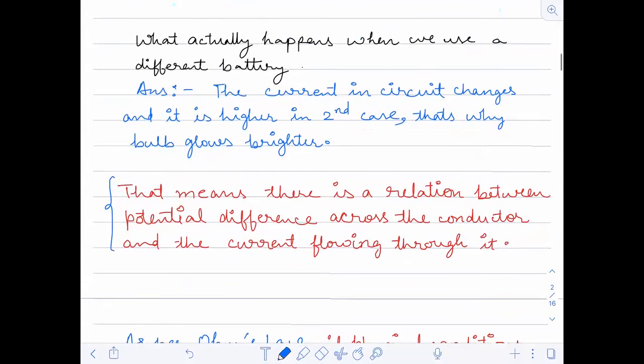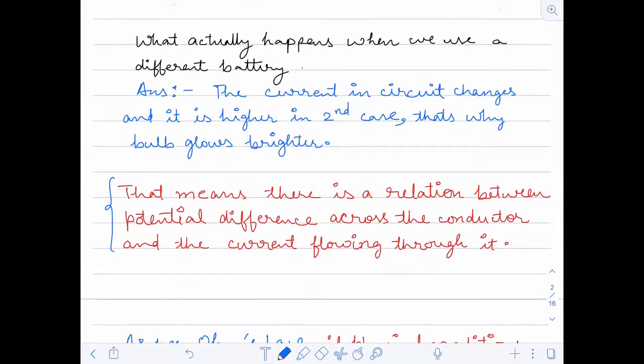See, because I'm changing the battery, the current is changed, and because the current changes, the bulb glows brighter or dim as per the current flowing through it. Okay, Prasanna. As the current flows through a bulb, the filament gets heated up, and due to less current or more current, I can specify whether my bulb will glow brighter or whether the bulb will glow dim.